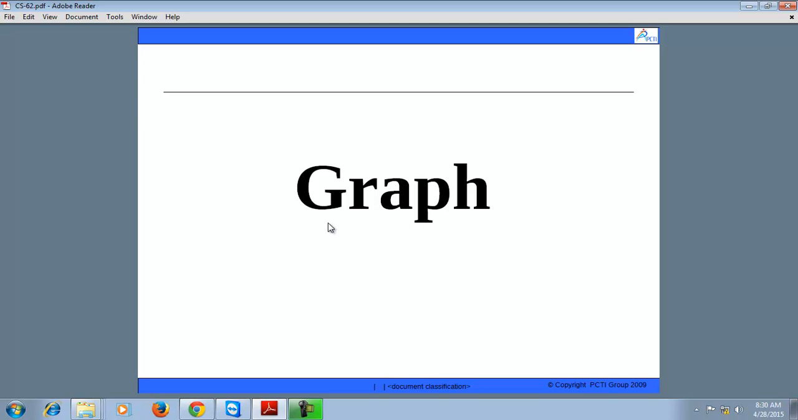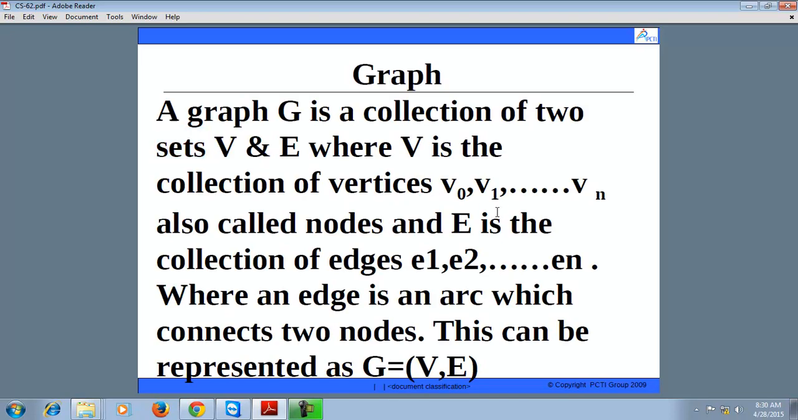In today's session, we will discuss graphs, a non-linear data structure. In graphs, we will discuss today the traversing techniques and the minimum spanning tree using two algorithms, that is Kruskal's algorithm and Prim's algorithm.